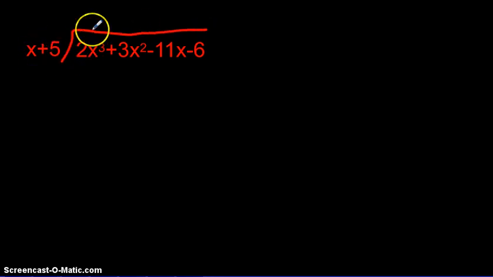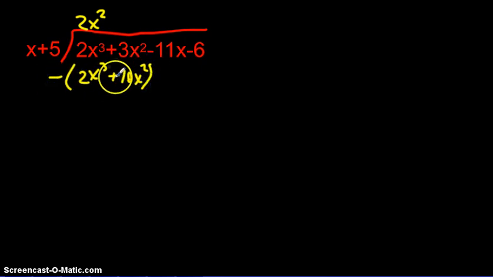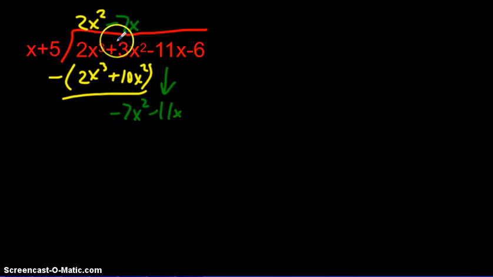So sorry. x goes in here, 2x squared. This multiplies and is 2x to the third plus 10x squared. I thought something looked weird. This is supposed to be positive. So those cancel out. That's going to be negative 7x squared, which will make a huge difference. Bring this down. And now we do the same thing. x goes into negative 7x squared, negative 7x times. Now we multiply and subtract.